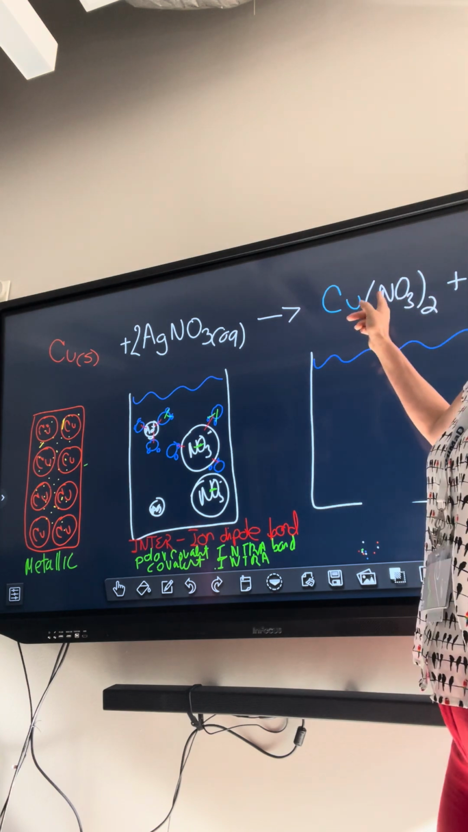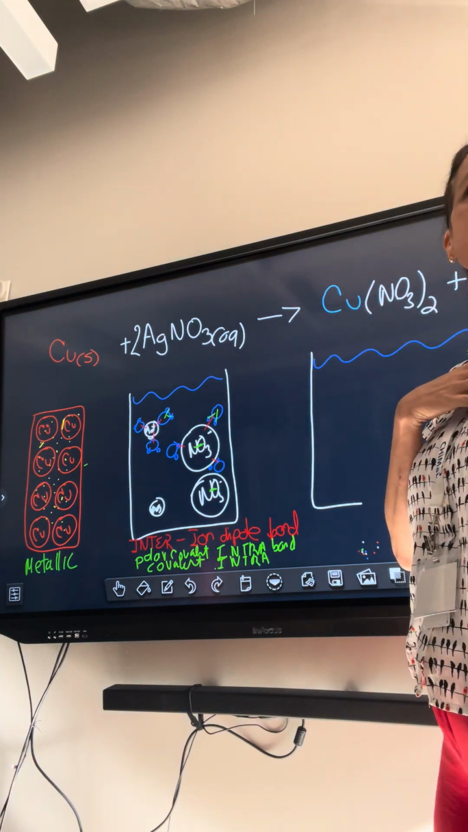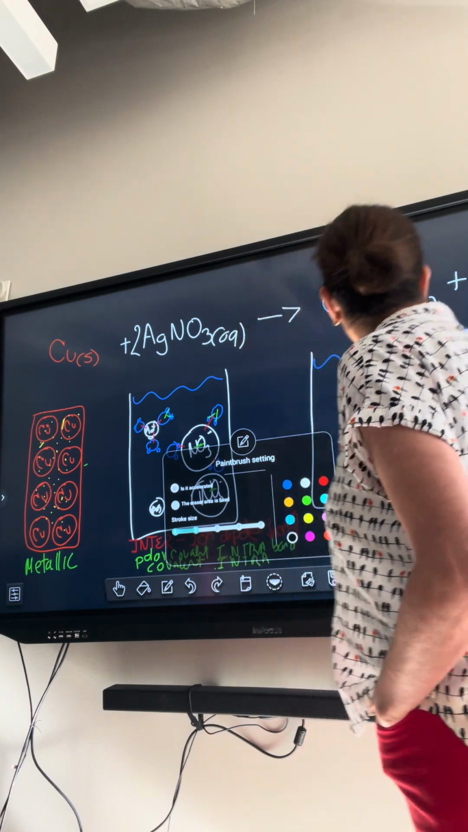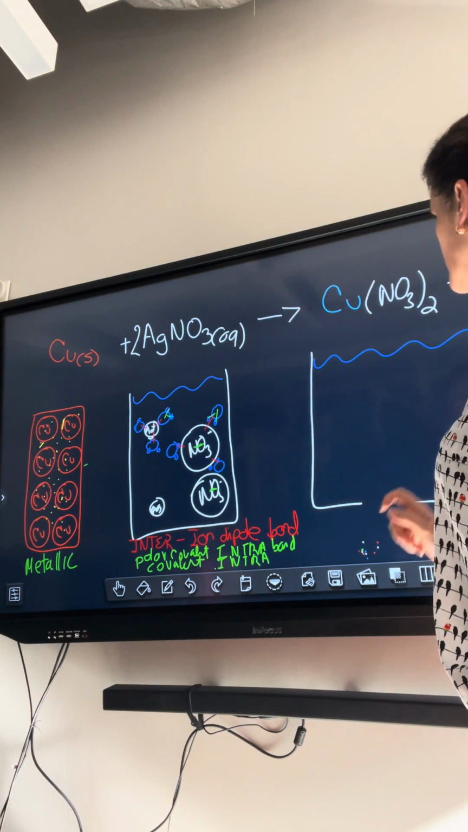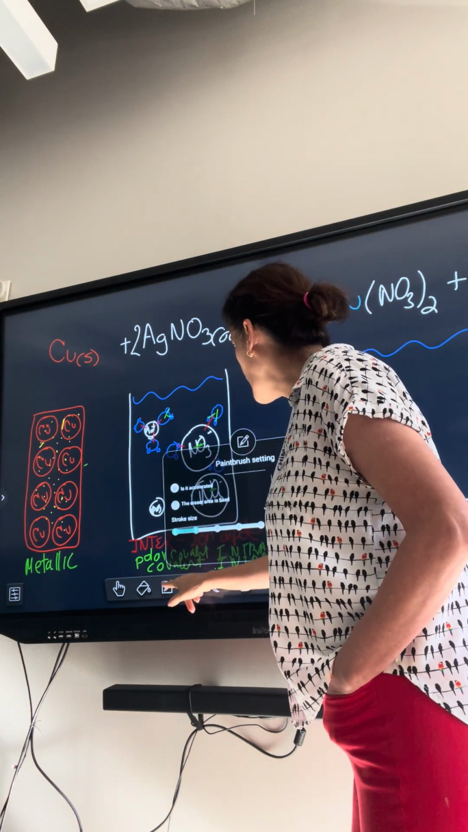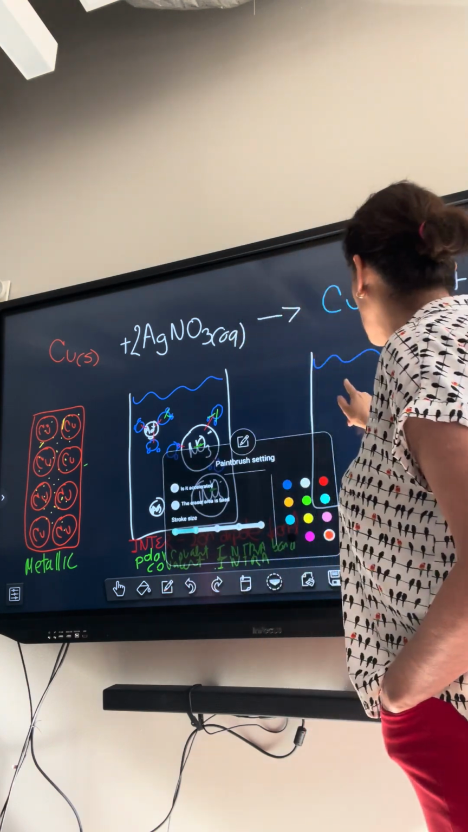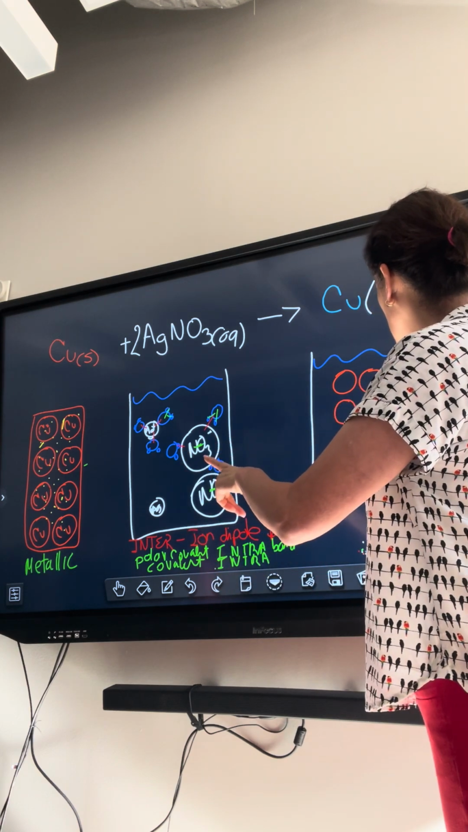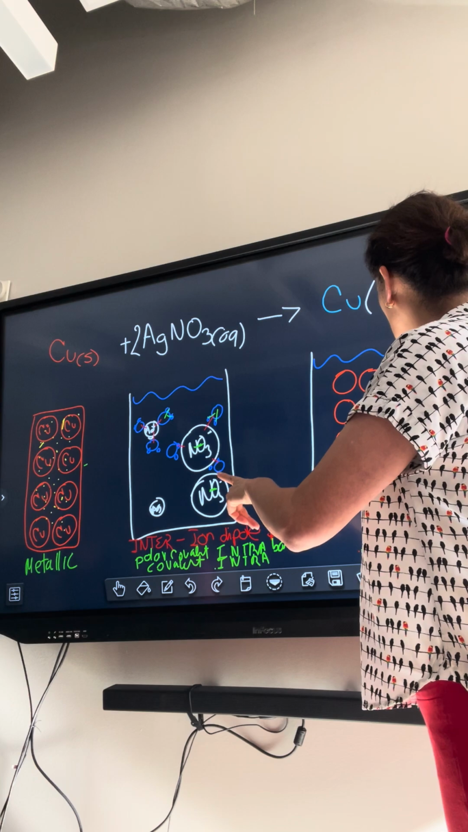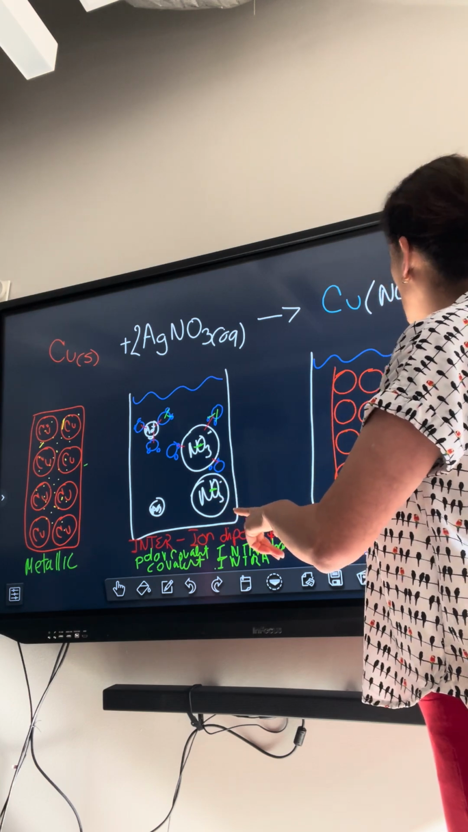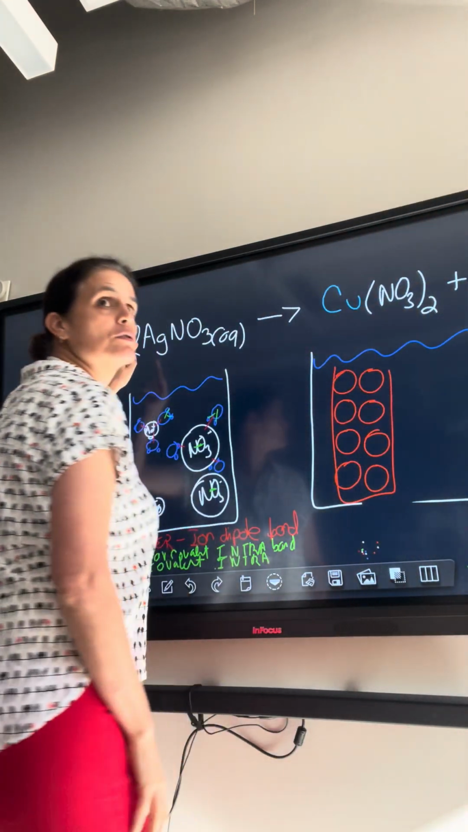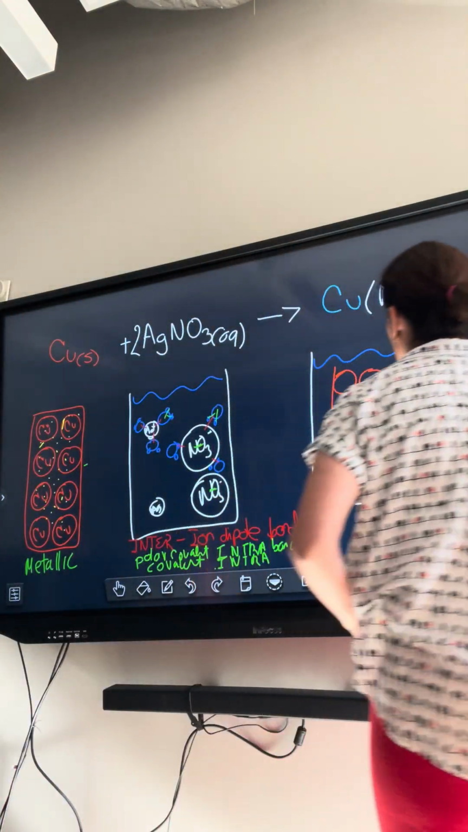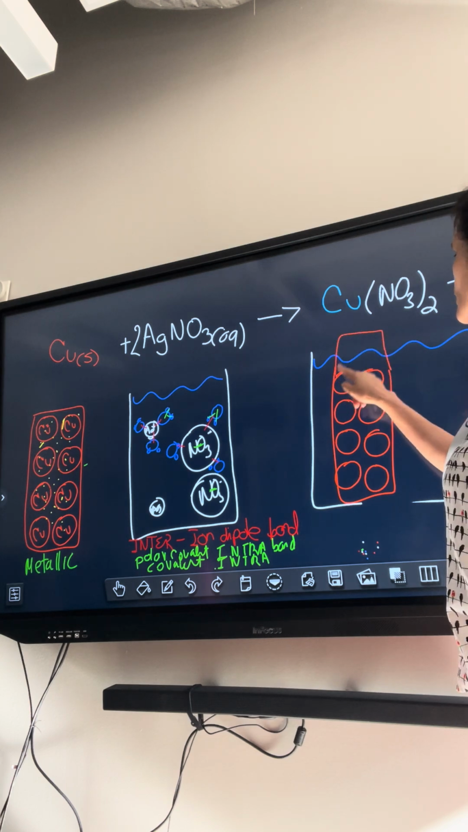What happens in here? What else am I missing? 2 silvers. Yes, so that's what took me out. We didn't finish balancing. So we have 2 silvers in here. So we're gonna have my copper. I'm just gonna drop my metal in there, exactly like it is over there. Why do we have two silvers? Because when we balance, we have two silvers to start, so we have to have two silvers to finish. We cannot make or destroy anything.